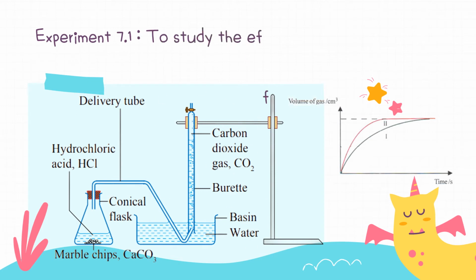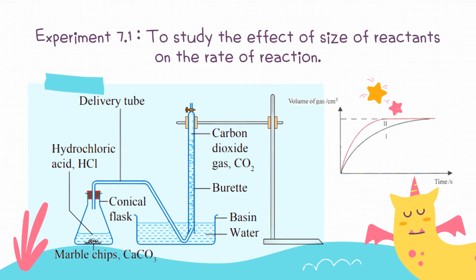Okay, so we have experiment 7.1 to study the effect of size of reactant on the rate of reaction. Okay, so this is the setup of apparatus for this experiment. In this experiment, we use hydrochloric acid and marble chip. Marble chip is calcium carbonate.